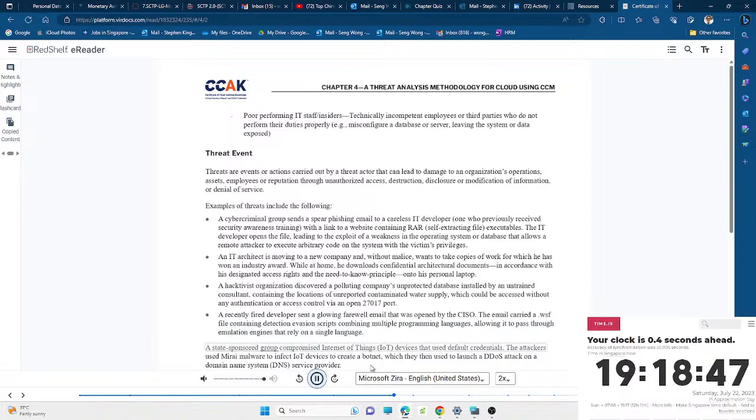A state-sponsored group compromised Internet of Things, IoT, devices that used default credentials. The attackers used Mirai malware to infect IoT devices to create a botnet, which they then used to launch a DDoS attack on a domain name system, DNS, service provider.